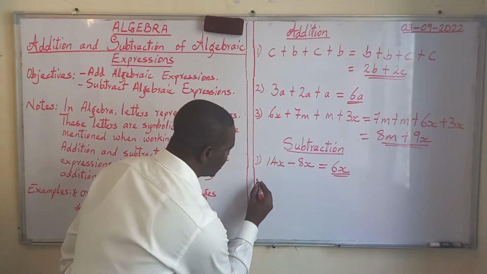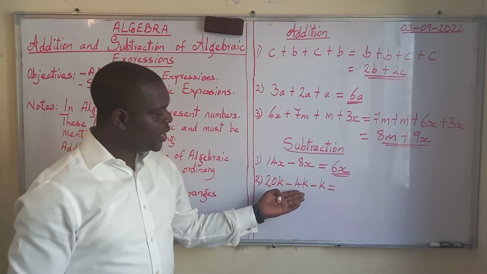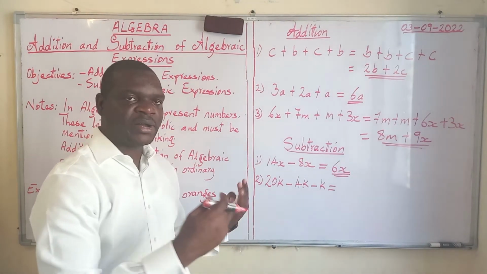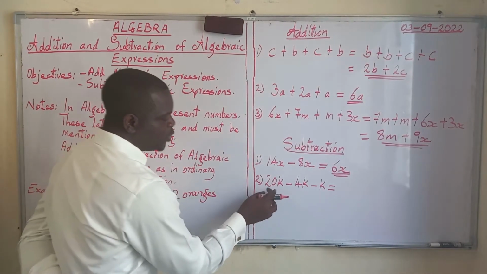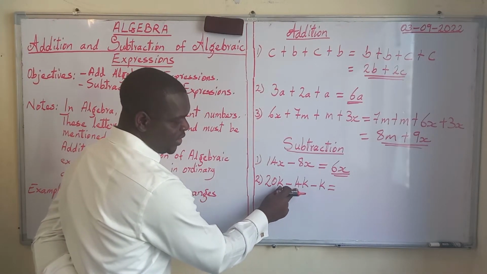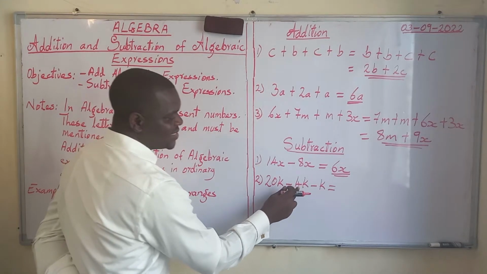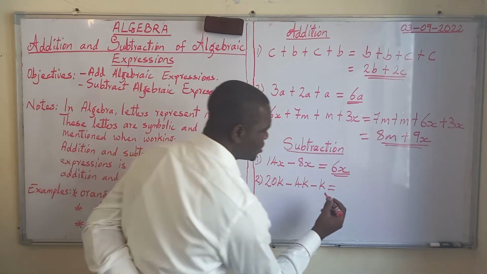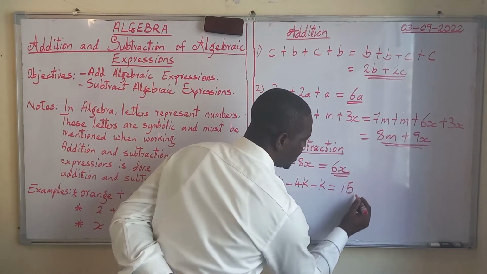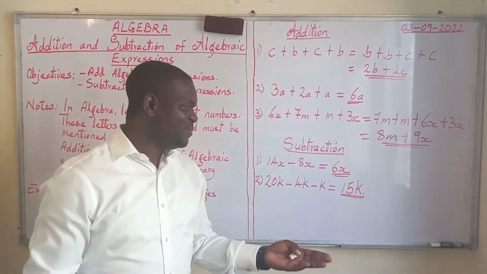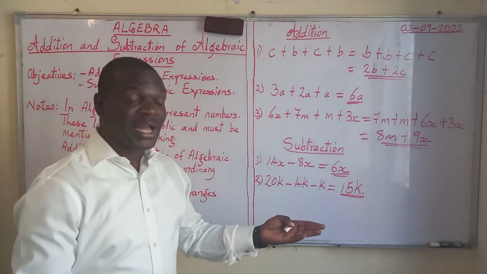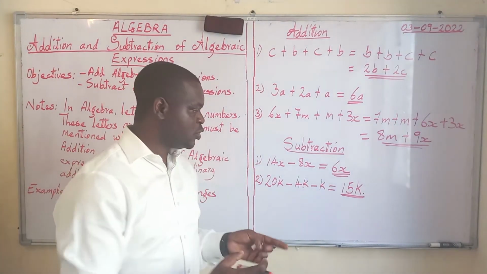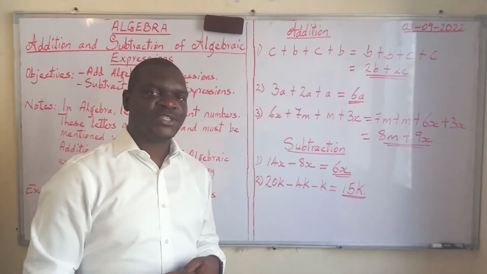Let's look at the second example: 20k minus 4k minus k. All the terms are alike, so we simply do our ordinary subtraction. 20k minus 4k leaves us with 16k, of course, and 16k minus 1k, or minus a k, is going to give us 15k. That's equally as simple as you can find it. So long as the terms are alike, there is nothing to rearrange. We have only one term, so you just do the ordinary subtraction.